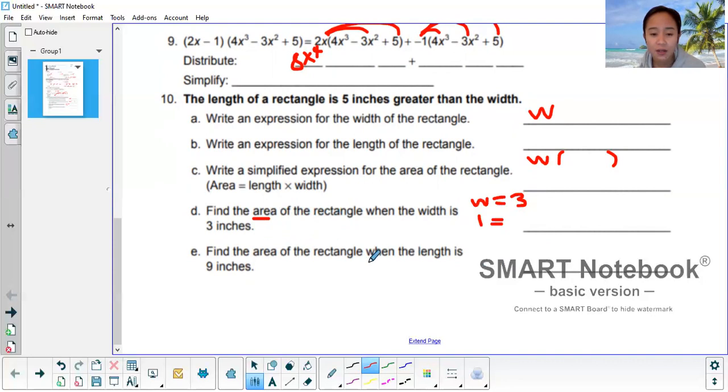But when it says find the area of the rectangle when the length is 9 inches, so if the length is 9 inches and they told us the length is just 5 inches greater than the width, and the length is 9, what's the width then? After you find that, so still the same, find the area, you multiply those two numbers. That's how you do letter E, okay? So if you have more questions, just ask me. That's it for activity page number 5.